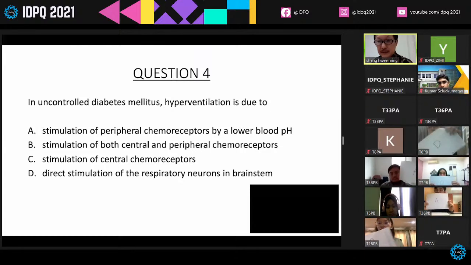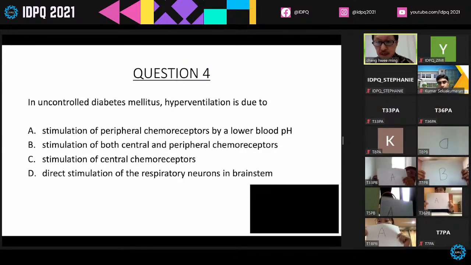Okay, answers up, please, up to the camera. The answer we want is that this is a case of ketoacidosis, and so only the peripheral chemoreceptors are activated because of the blood-brain barrier. So the answer we want is A.